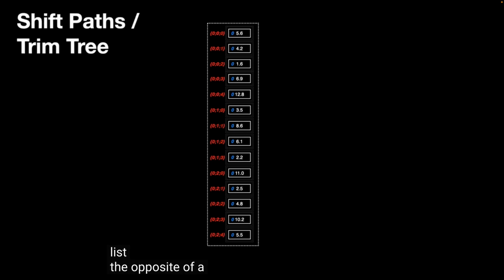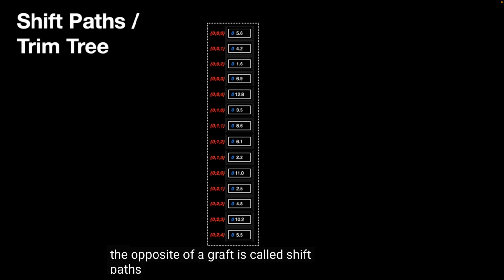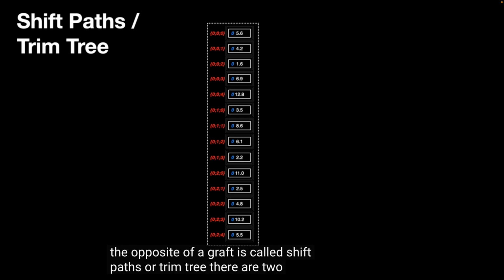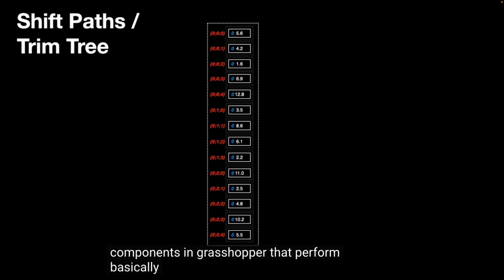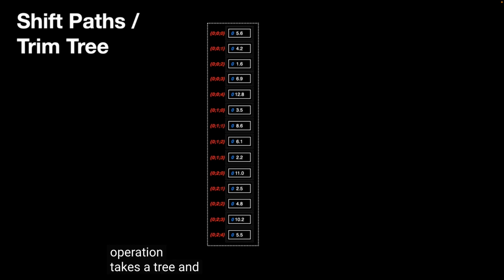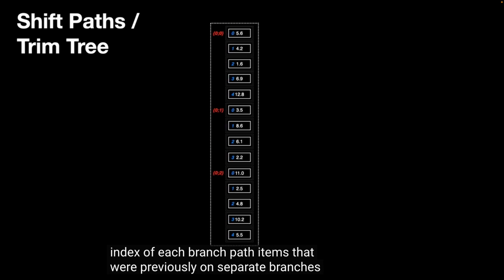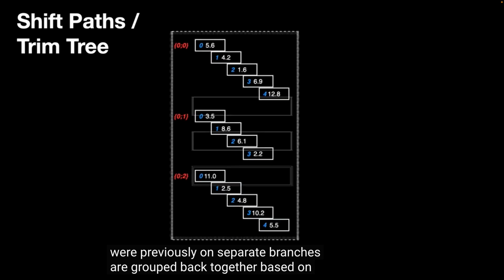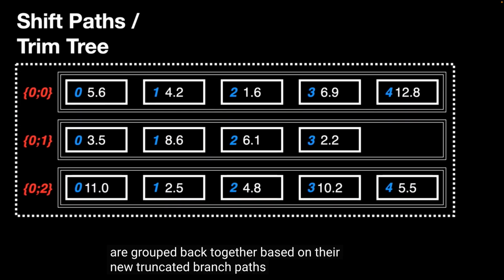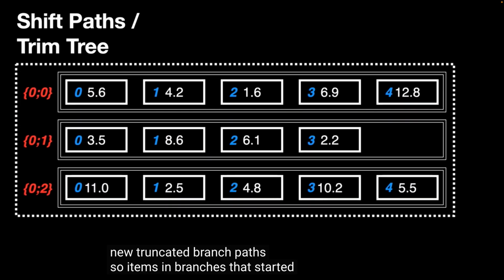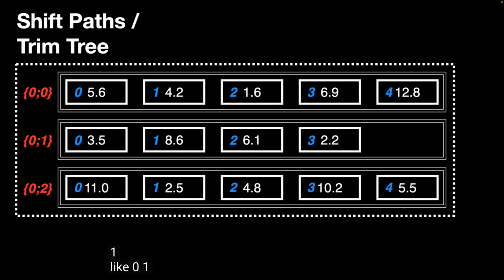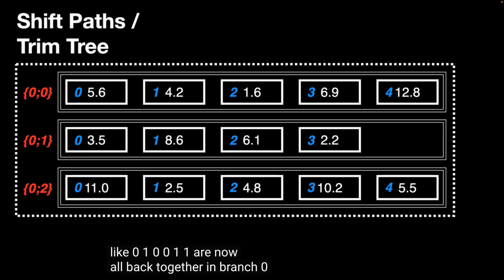The opposite of a graft is called shift paths, or trim tree. There are 2 components in Grasshopper that perform basically the same operation. This operation takes a tree and chops off the last index of each branch path. Items that were previously on separate branches are grouped back together based on their new truncated branch paths. So items in branches that started with 01, like 010, 011, are now all back together in branch 01.